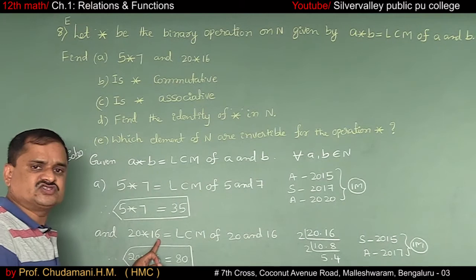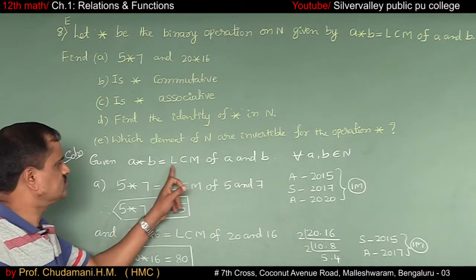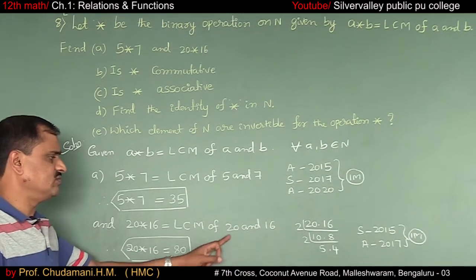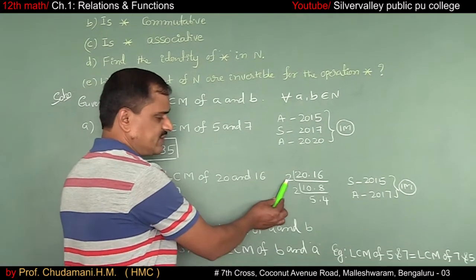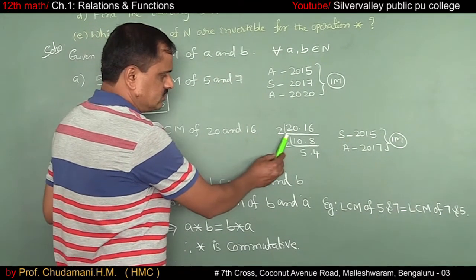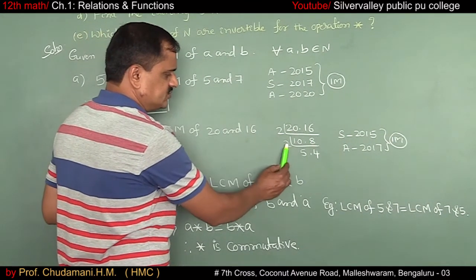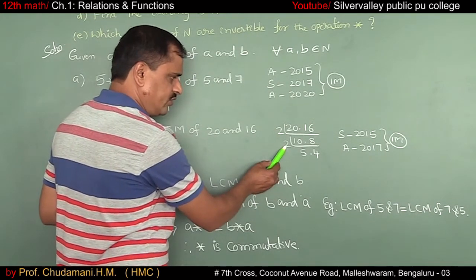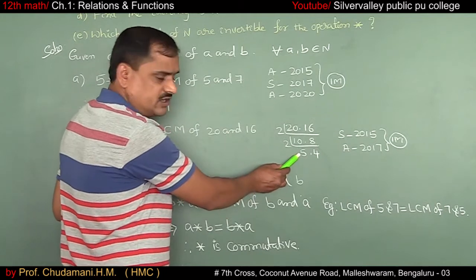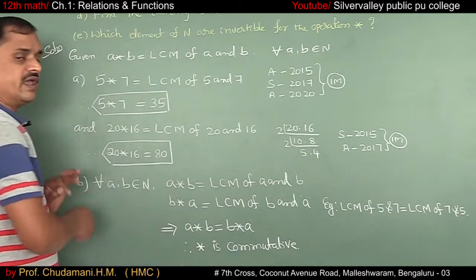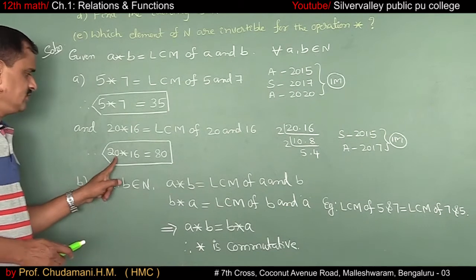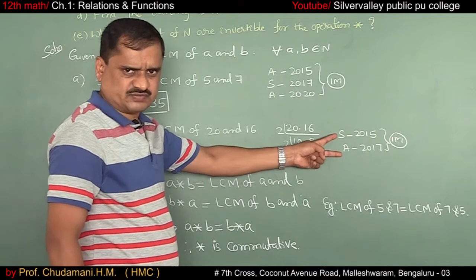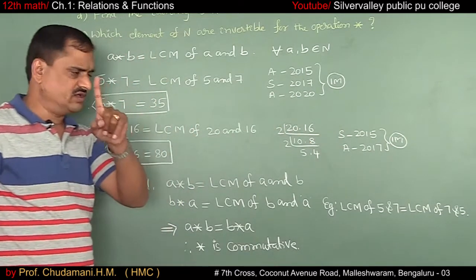And 20 star 16. A star B means LCM of A and B. So 20 star 16 means LCM of 20 and 16. Let us divide by prime numbers. 2 tens are 20, 2 eights are 16, again with 2, 5 and 4. So 2 into 2 is 4, 4 into 5 is 20, 20 into 4 is 80. So LCM of 20 and 16 is 80. This appeared twice, in supplementary 15 and annual 17 in the first main.